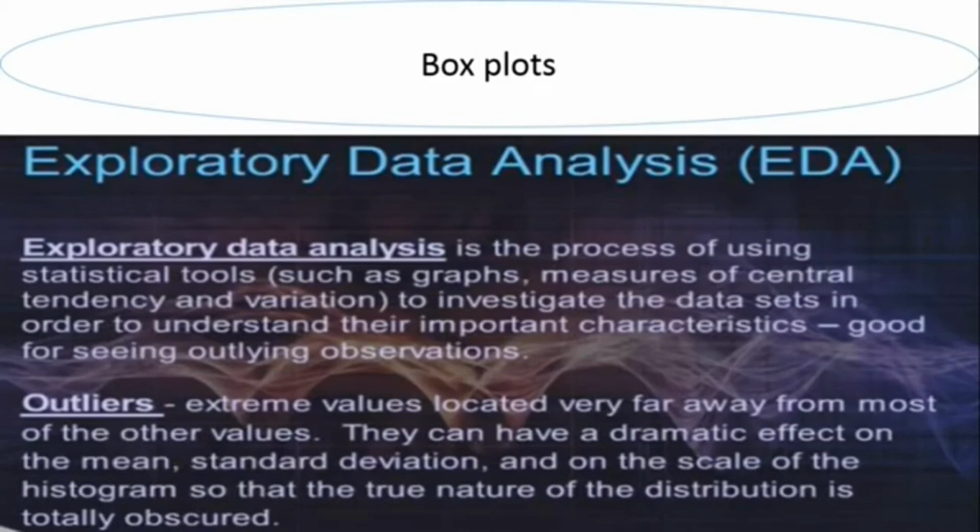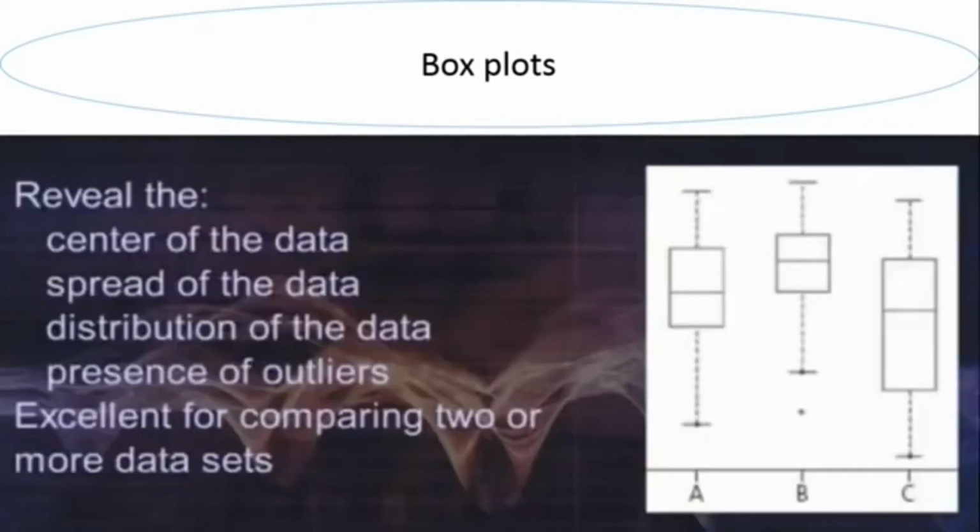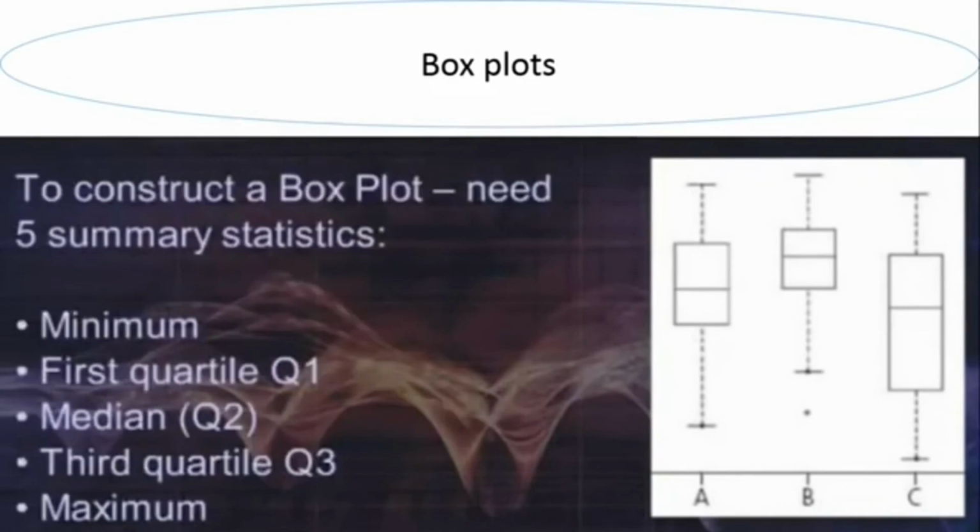A box plot reveals the center of the data, the spread of the data, the distribution of the data, and the presence of outliers, and it is excellent for comparing two or more data sets. You can see on the right of your screen what a box plot looks like, and we will show you shortly how to make it. To construct a box plot, you need five summary statistics: the minimum, the first quartile, the median or second quartile, the third quartile, and the maximum. Once you have the five summary statistics, you can plot your box plot.